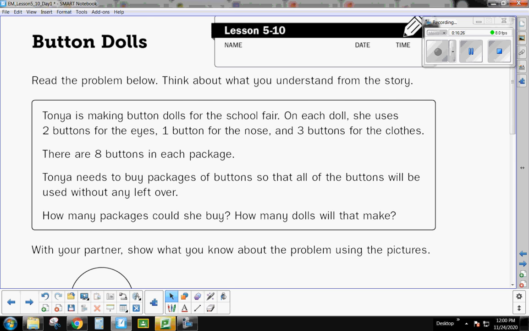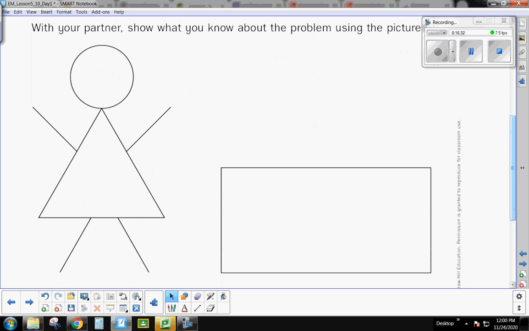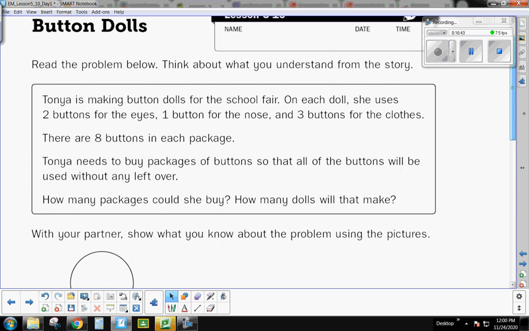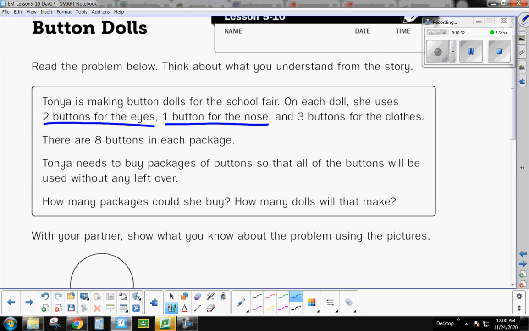Okay, so now if you have this sheet in class, we have a little picture of a doll here, and we have a rectangle for the packages of buttons. You could use that. So if you're just doing a piece of paper, you could go ahead and draw your little button doll and draw a package, and then put the information in there that you know. You know that on each doll she uses 2 buttons for the eyes, 1 button for the nose, and 3 buttons for the clothes. So those are the things that you would make sure that you draw in your picture. Then it says there are 8 buttons in each package. So in that package you could represent your 8 buttons.